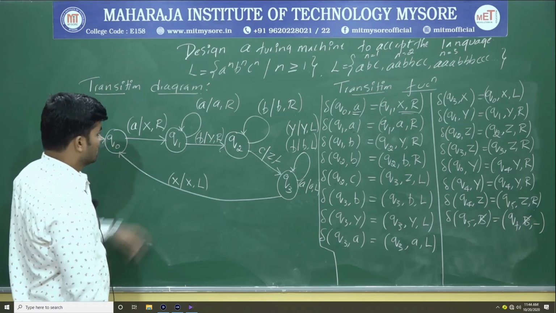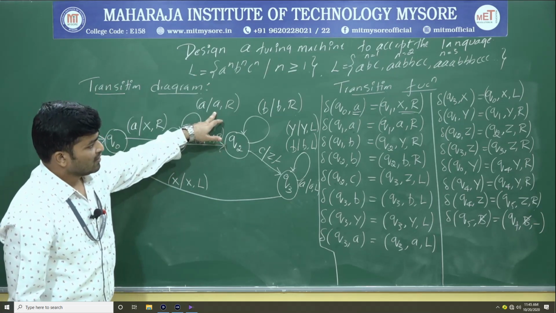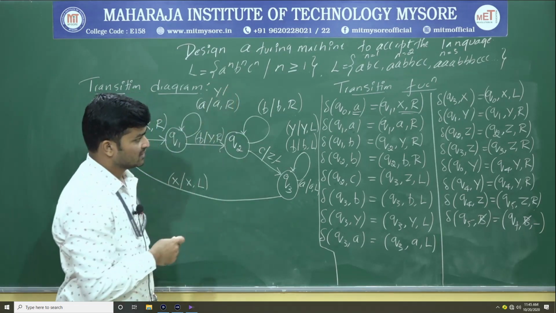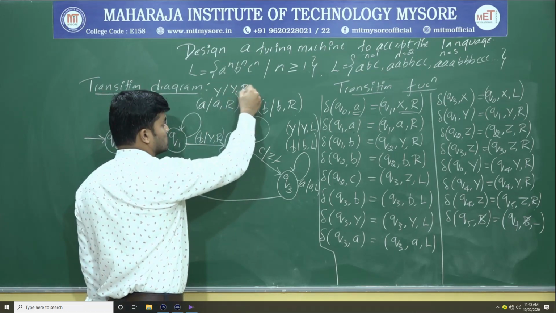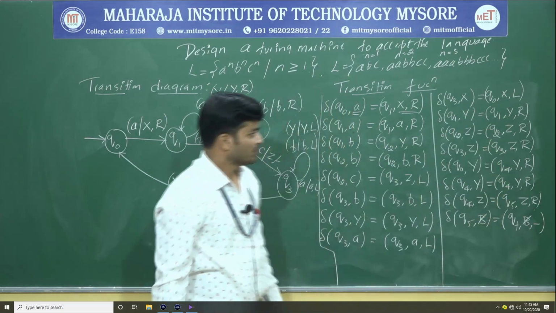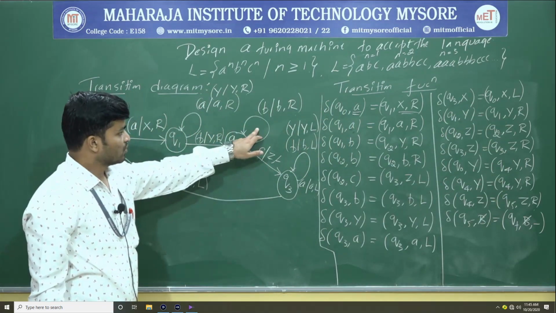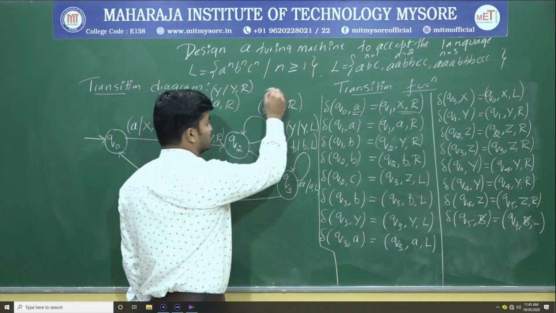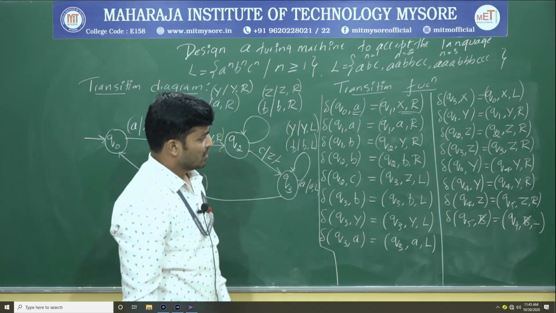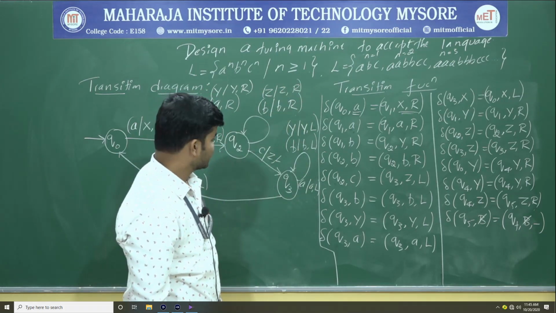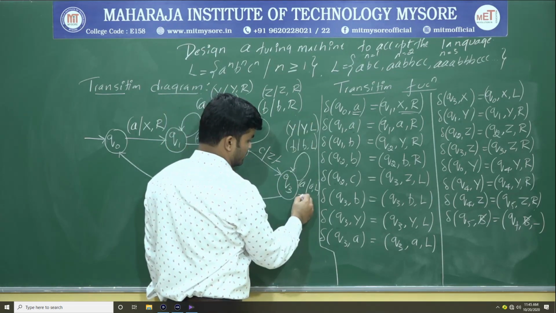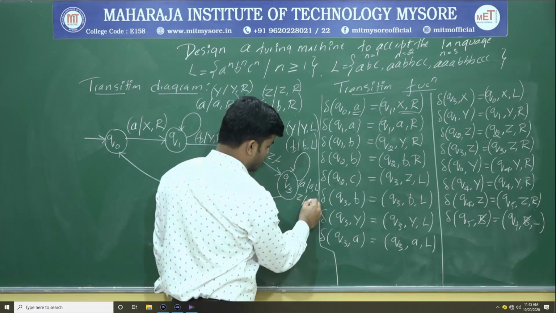Next Q1 to Q1. Q1 to Q1, I already wrote a loop. You write one more transition, that is Y slash Y comma R. Okay. Next Q2 to Q2. I already wrote a loop, so Z slash Z comma R. Again Q3 to Q3, Z slash Z comma R. I will write it over here.